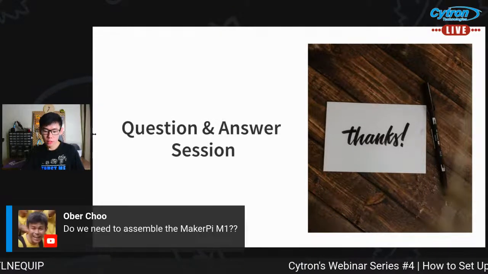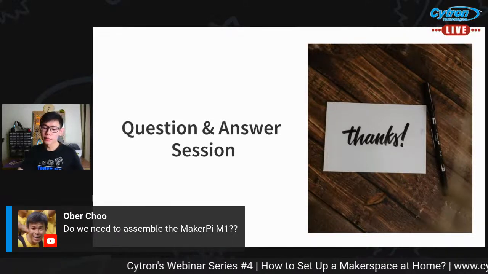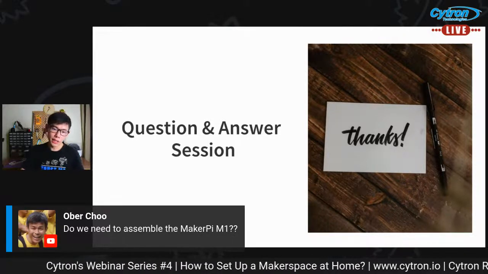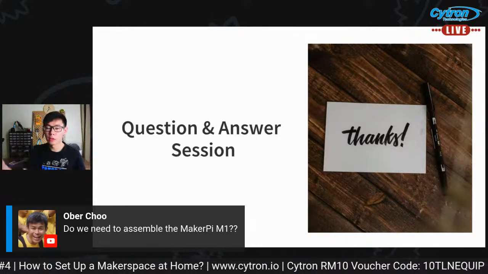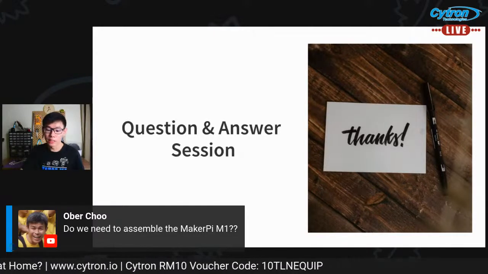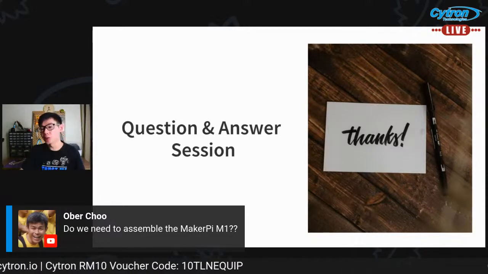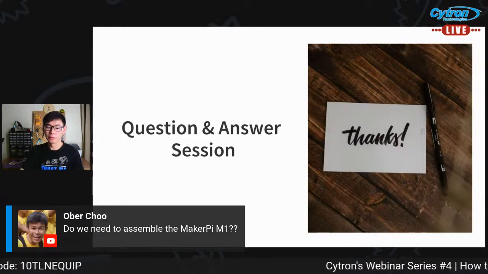Okay. Do we need to assemble the MakerPi M1? No, you don't need to assemble MakerPi M1. It's already pre-assembled. You just need to hook up the Bowden tube and hook up the filament, and then you're ready to print. It's a very simple printer. You don't need engineering knowledge to do it. So yeah, it's very simple.